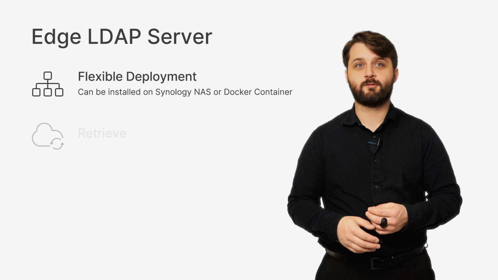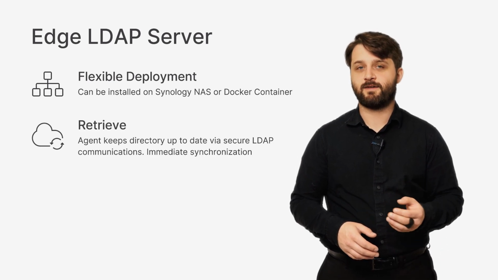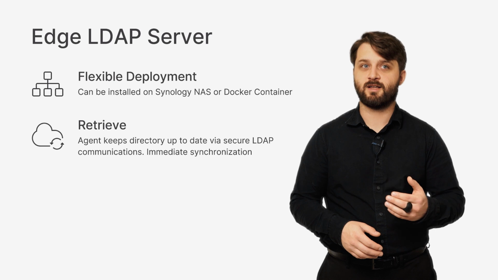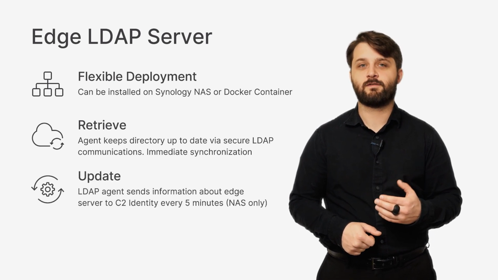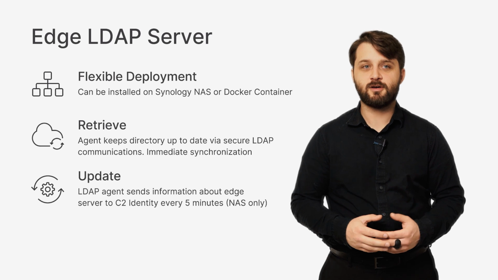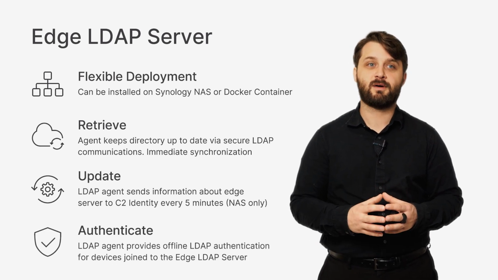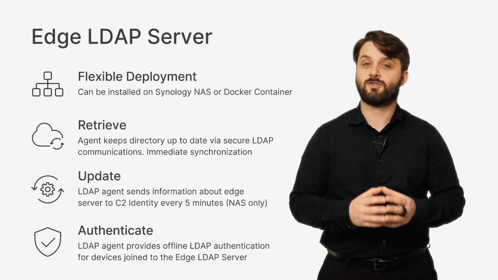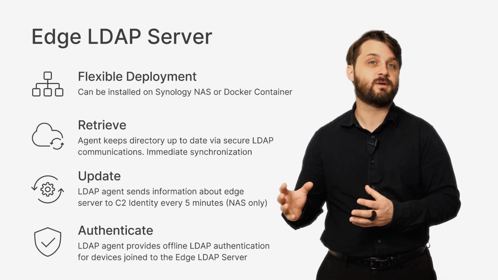This agent is actually going to retrieve data from C2 Identity and keeps your directory up to date via secure LDAP communications with the cloud. It also updates C2 Identity with information about this Edge LDAP server every 5 minutes. On top of that, you can also authenticate your on-premise services with your C2 Identity environment by using this LDAP agent. It also provides offline communication if there is ever a communication issue between your on-premise environment and the cloud environment as a whole.